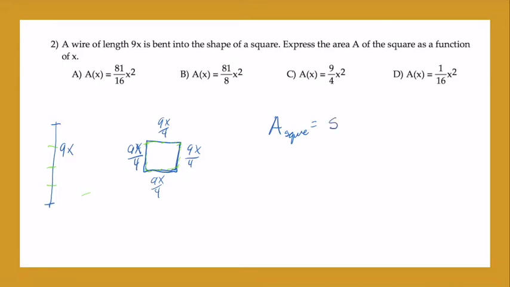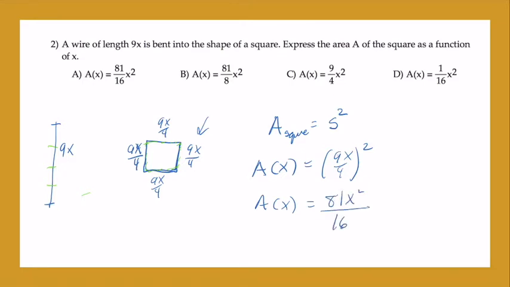Well, the area of a square is the length of its sides squared. So if I want a function in x for the area of this square, I'm going to have to take the length of one of its sides, which are all equivalent, squared. So the area of x equals 9 squared, which is 81, x squared over 4 squared, which is 16. So my answer for this equation is A.